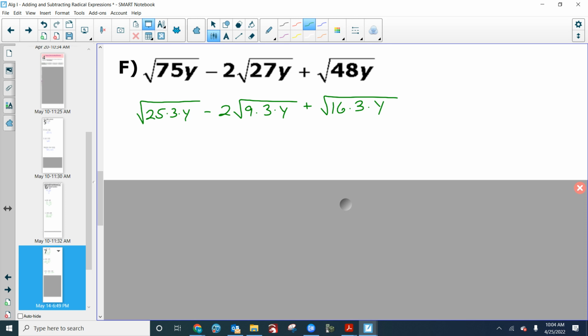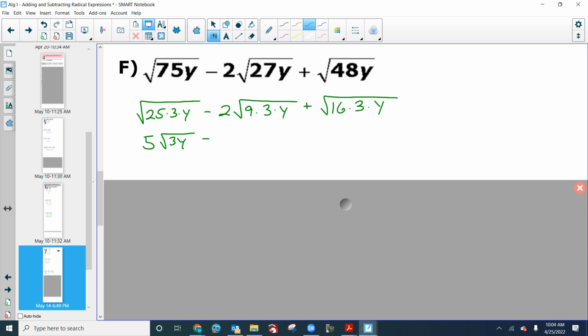All right, first one. Corbin, what does the first one simplify into? Do you know? Corbin, look up here. Square root of 25 comes out as a 5. What's left inside? 3y. Good.